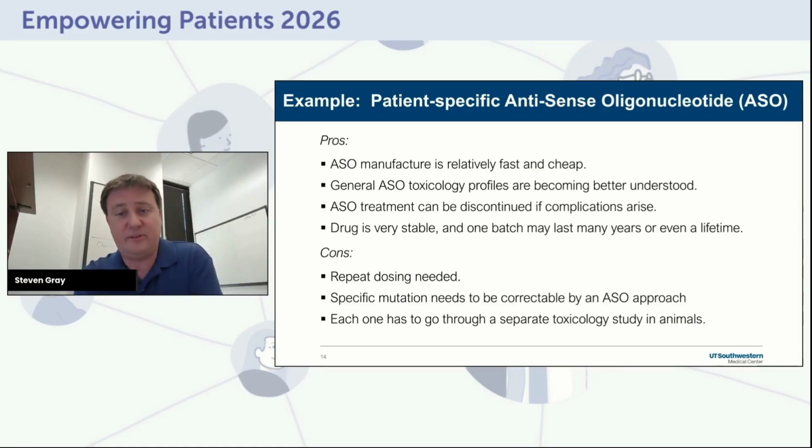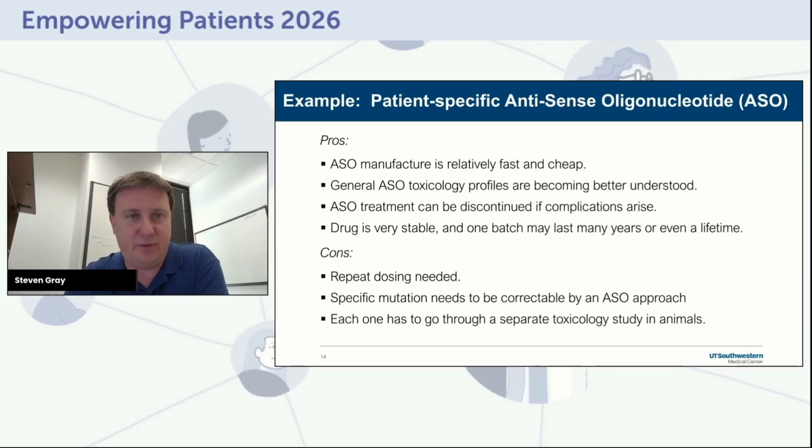But there are instances where these patient-specific disease mutation treatments make sense. And one of the areas where this has been applied a lot is in antisense oligonucleotides, or ASOs. And I think the reason why a lot of this is being done is ASO manufacturing is relatively cheap and relatively fast. I say relatively, it's because it's all relative.